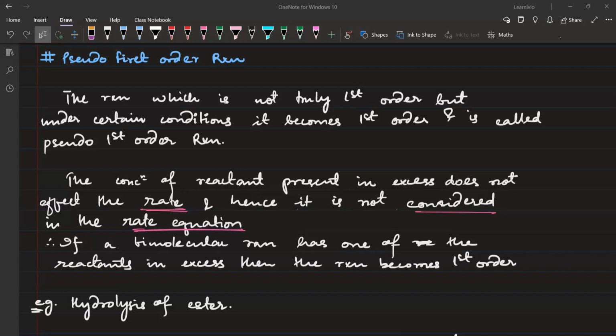तो अगर आपको किसी रिएक्शन को first order reaction में convert करना हो, आप क्या कीजिए, एक रिएक्टेंट की कंसंट्रेशन बढ़ा दीजिए. ठीक है? The concentration of reactant present in excess does not affect the rate and hence is not considered in the rate equation. क्या मतलब है इसका? Let us suppose I have 20 moles of a reactant A and I have 1000 moles of B. ठीक है? अब इसमें हमने दोनों का एक एक मोल बढ़ाया. I did 21 और यहाँ पे 1001.